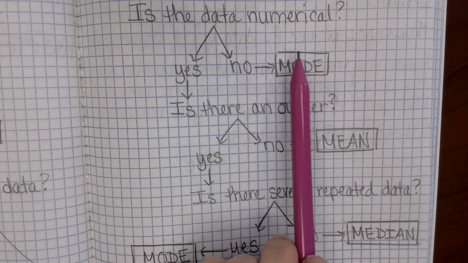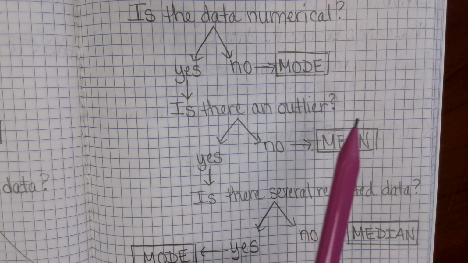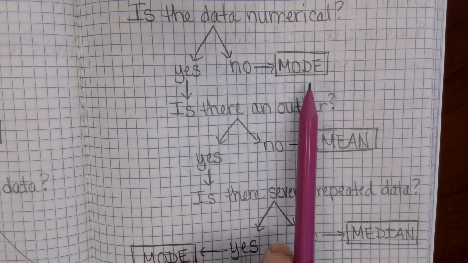And remember, we went over a couple of examples before break. One of the examples that did not have numerical data was when we were looking at the types of movies. There was comedy, action, horror. I think there was one more. But those are not numerical, so we would use the mode.